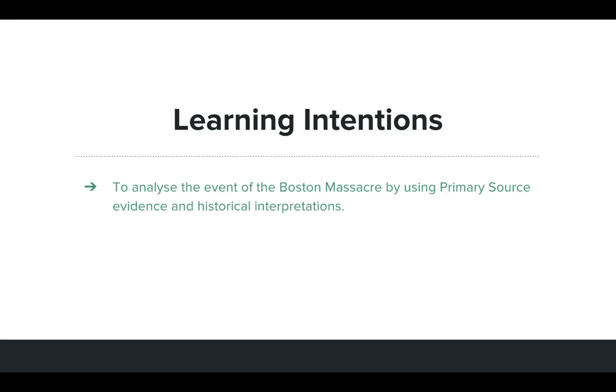How do we actually decide on which piece of evidence we use or treat as more significant than the others? And I'm going to look at three different interpretations of the Boston Massacre. By doing so, we're building a library of interpretations, but we're also looking at how these specific historians have gone about understanding the massacre itself.